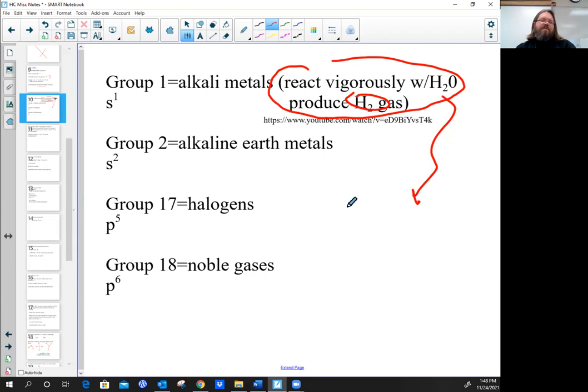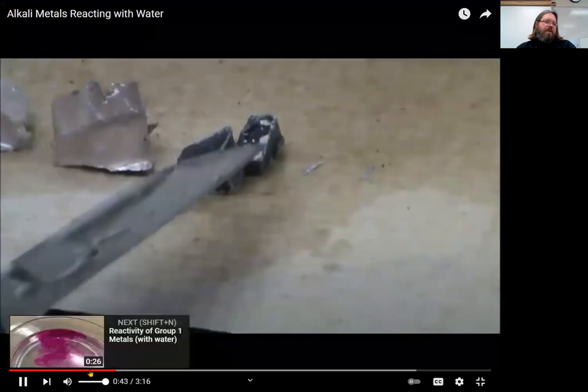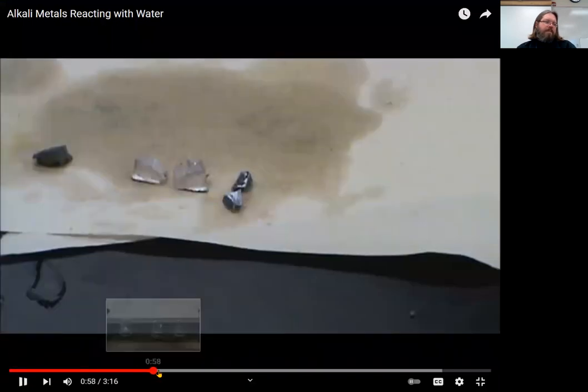Sometimes enough that it will even ignite the hydrogen gas it's producing, because these group 1 elements have an s1 electron configuration. They have one extra electron and will readily lose that electron to achieve that of the previous noble gas. All right, let's take a peek at the video real quick. I'm going to skip ahead a little bit.